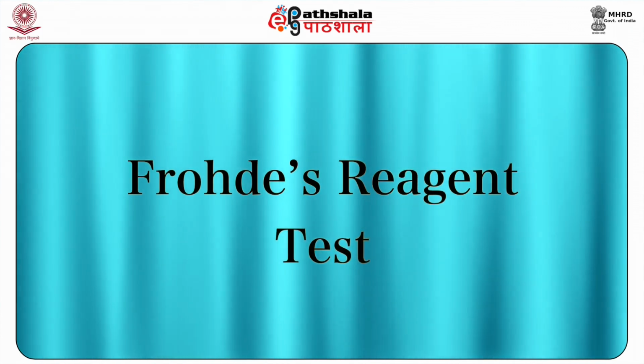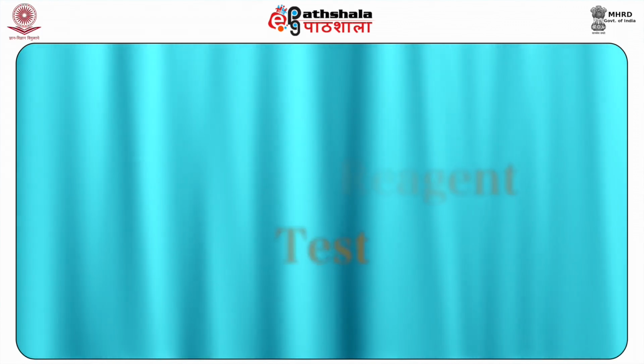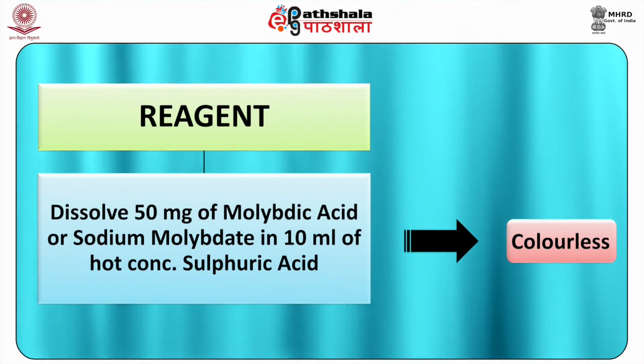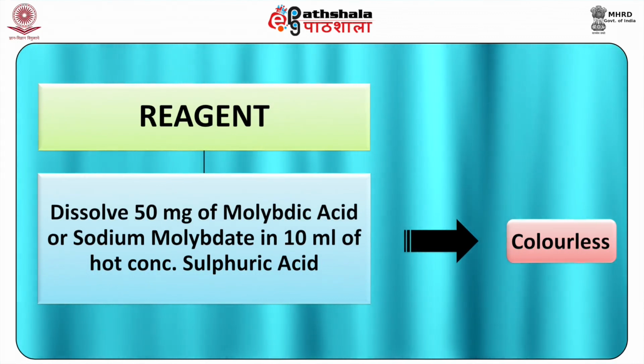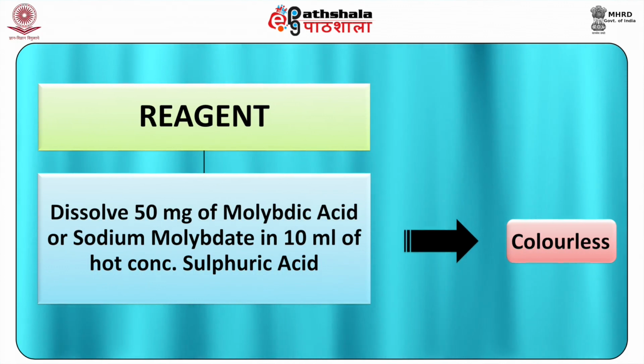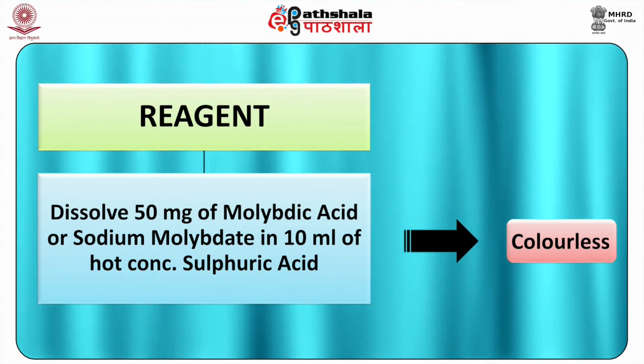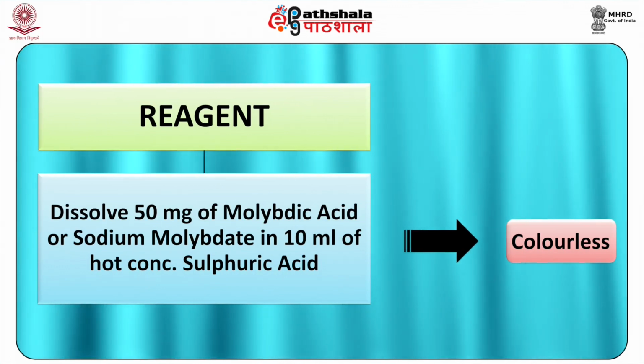Next is the Froehde's reagent test. For preparation of reagent, 50 mg of molybdic acid or sodium molybdate is dissolved in 10 ml of hot concentrated sulfuric acid. The resulting solution should be colorless. An appropriate amount of the suspected material is taken on a spot plate and a few drops of Froehde's reagent are added. The appearance of brown color indicates the presence of mescaline.